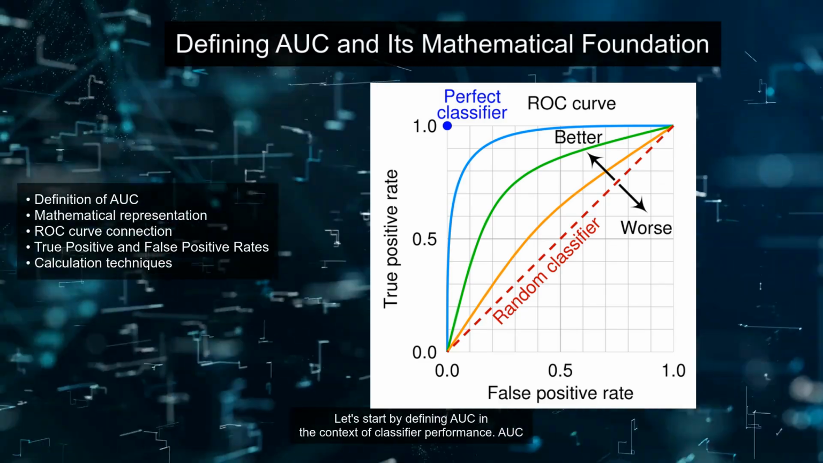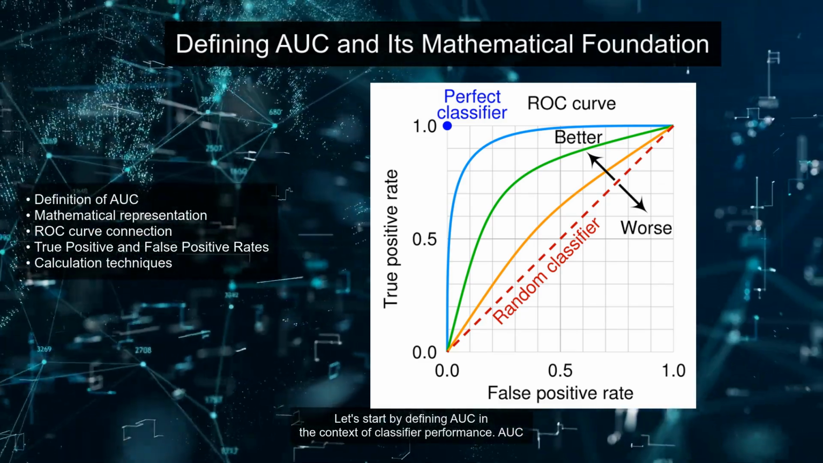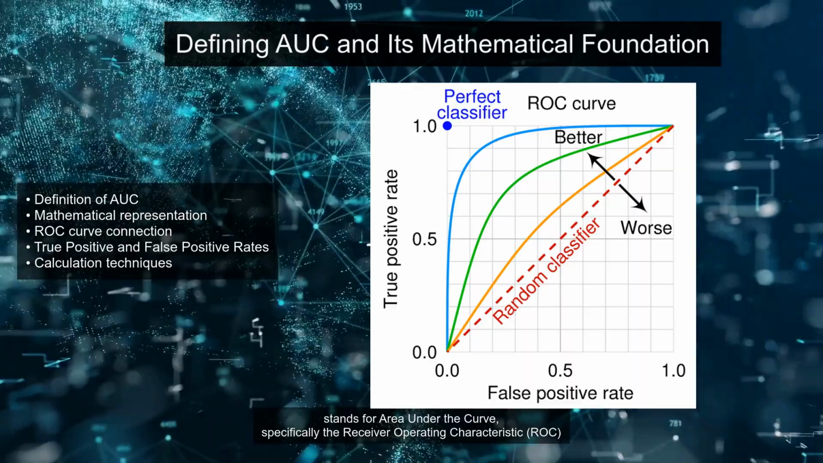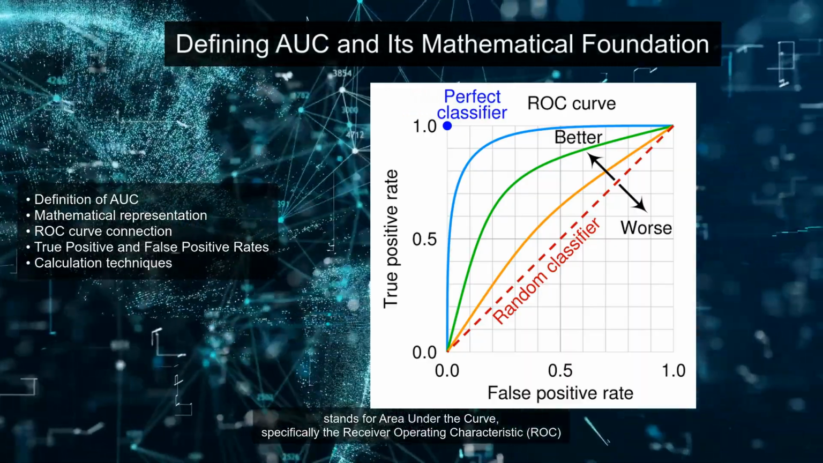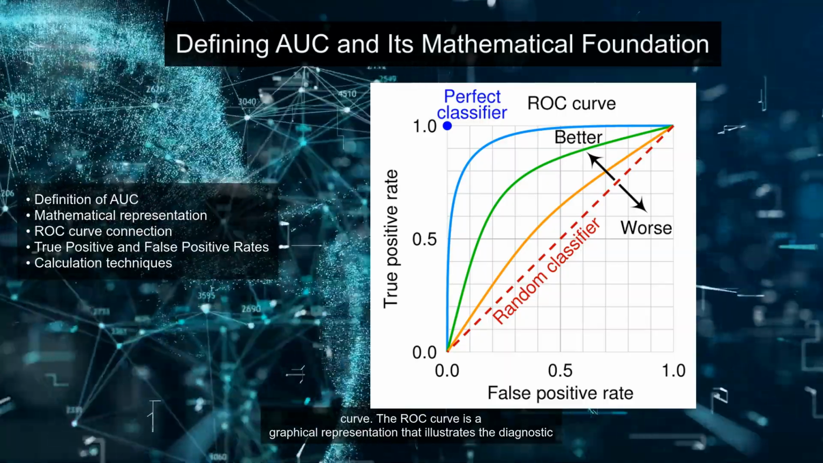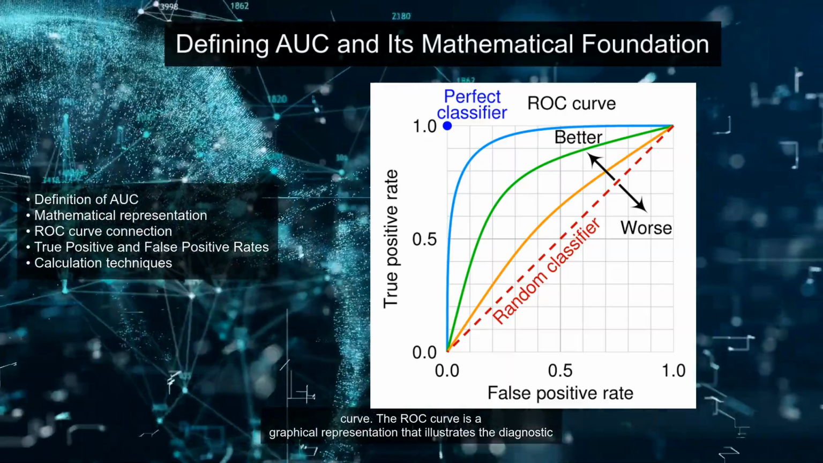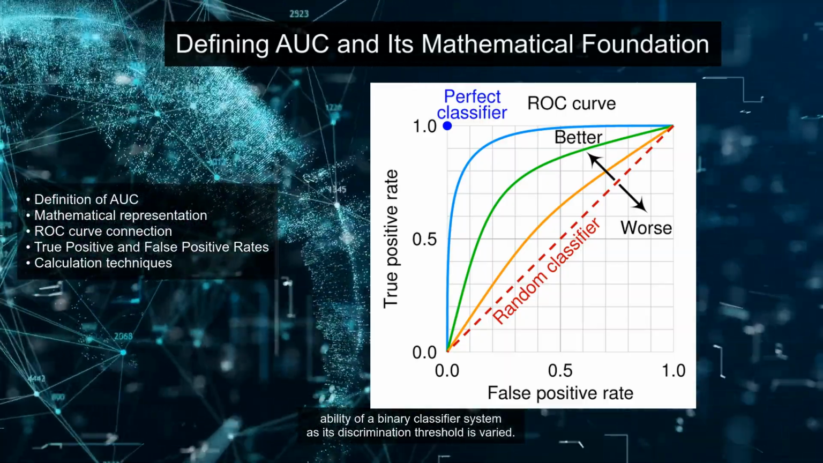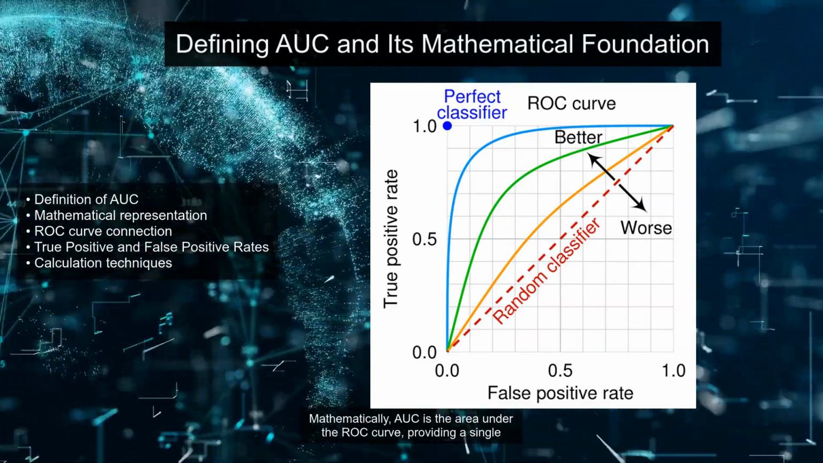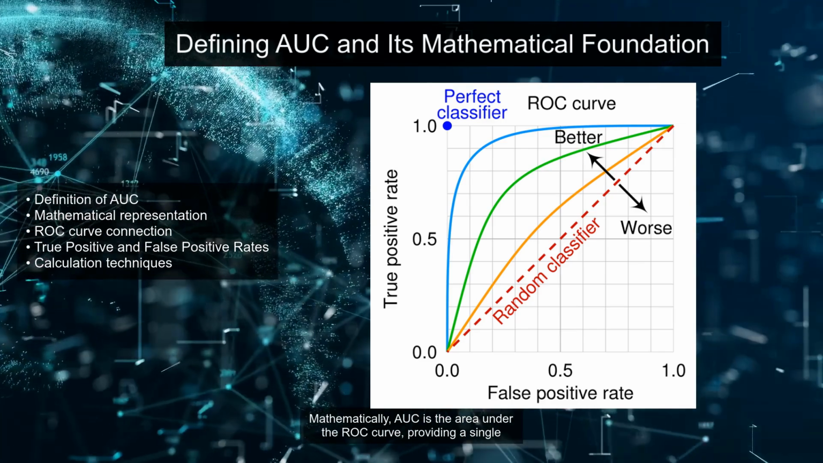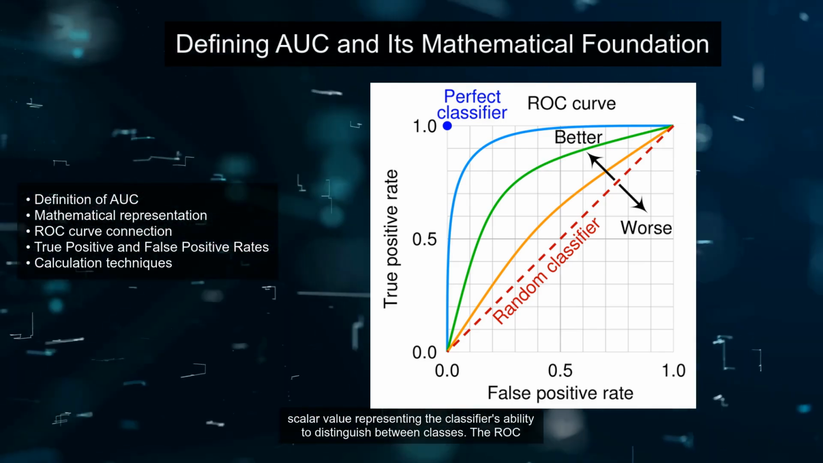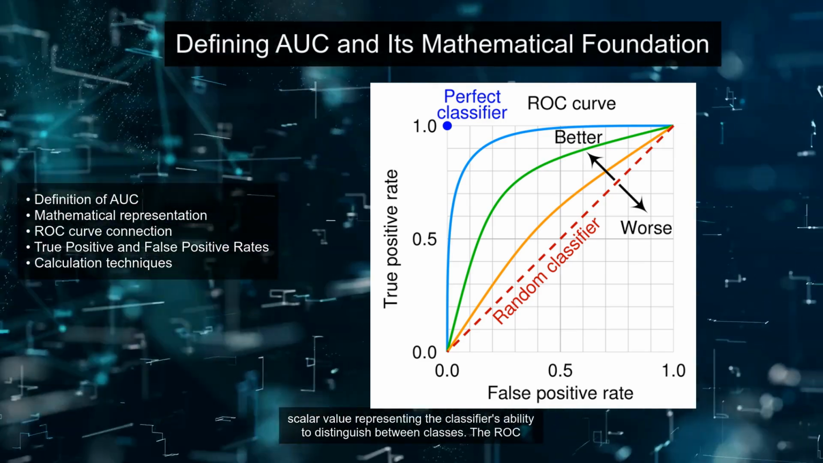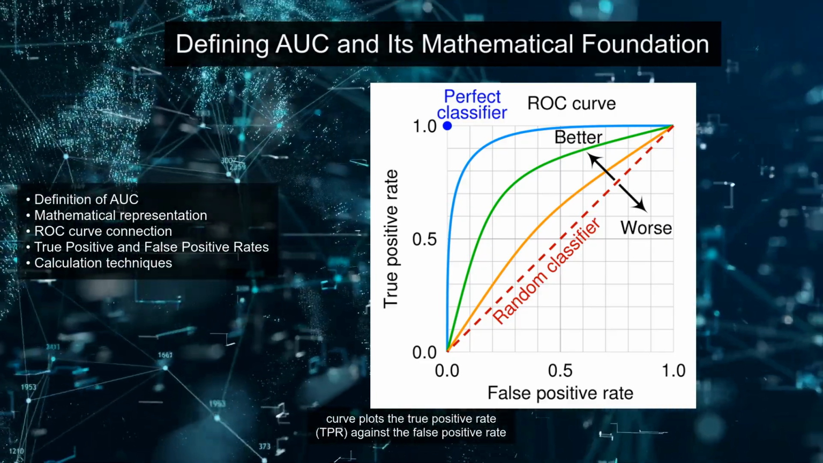Let's start by defining AUC in the context of classifier performance. AUC stands for area under the curve, specifically the receiver operating characteristic, ROC, curve. The ROC curve is a graphical representation that illustrates the diagnostic ability of a binary classifier system as its discrimination threshold is varied. Mathematically, AUC is the area under the ROC curve, providing a single scalar value representing the classifier's ability to distinguish between classes.